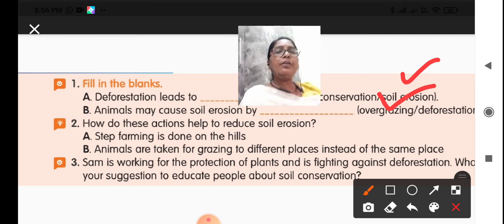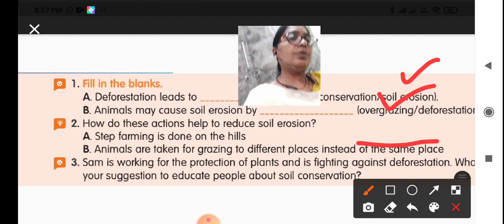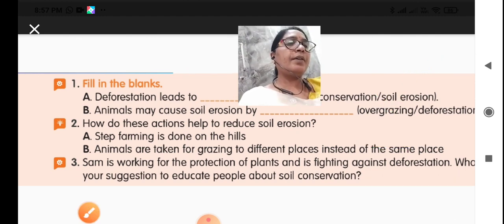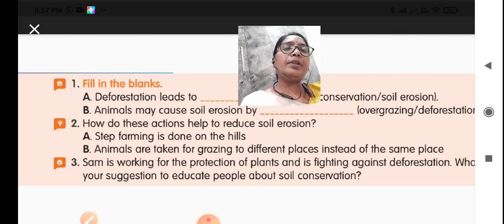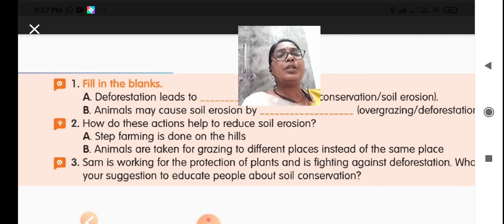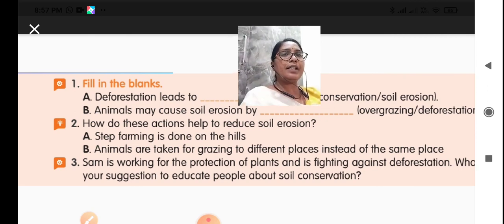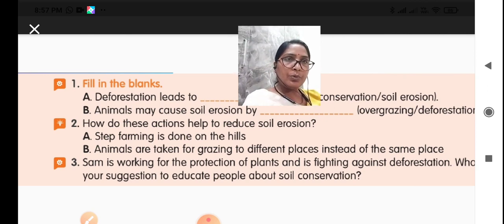Sam is working for the protection of plants and is fighting against deforestation. What is your suggestion to educate the people about soil erosion? You have to educate the people in your surroundings by telling them to grow more plants. Everybody has to take care of at least one plant so that we can conserve the soil.